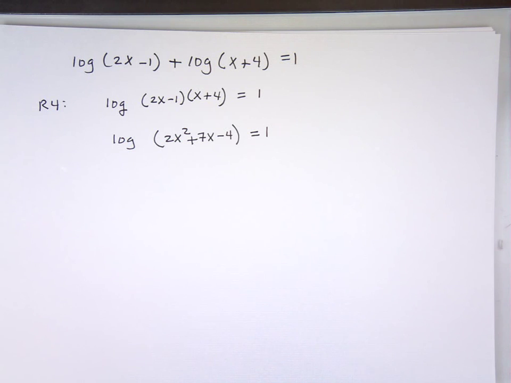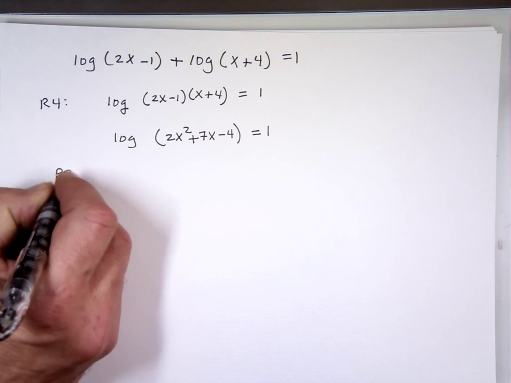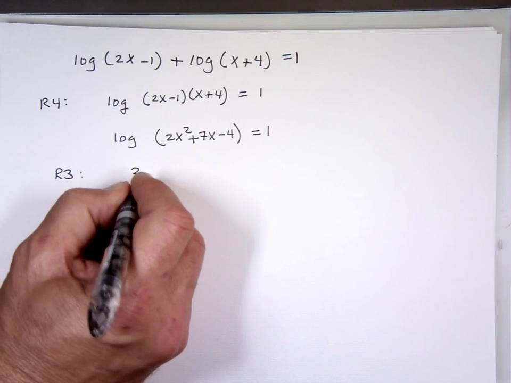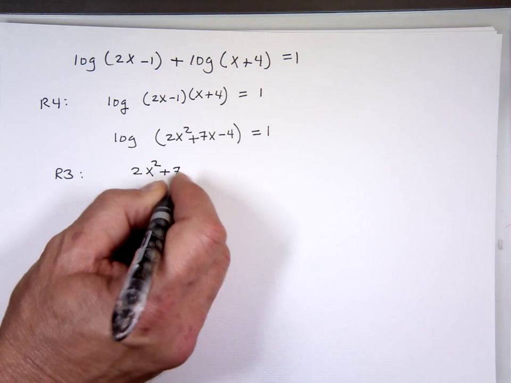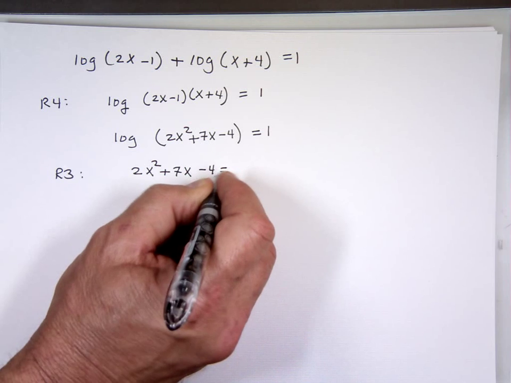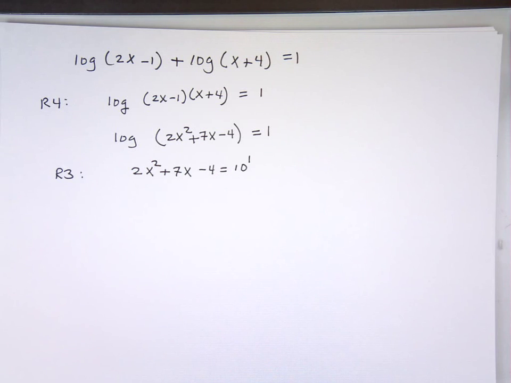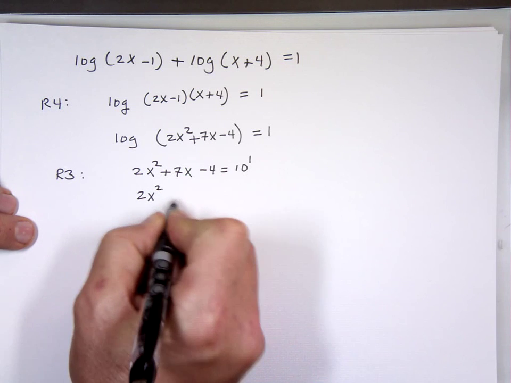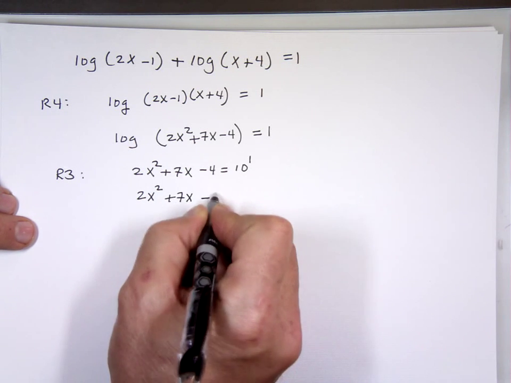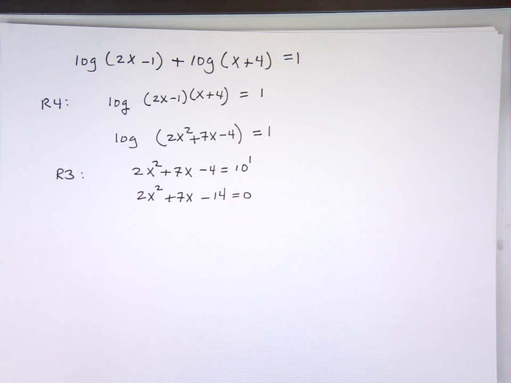The last thing. The right side doesn't have a log, the left side has a log, so that's rule number 3, right? It says 2x squared plus 7x minus the 4 equals what? The base, what's my base? 10 to the 1, which is 10. Now that's a quadratic equation. Move everything to one side. And we can try to factor that maybe, and if not, use the quadratic formula.